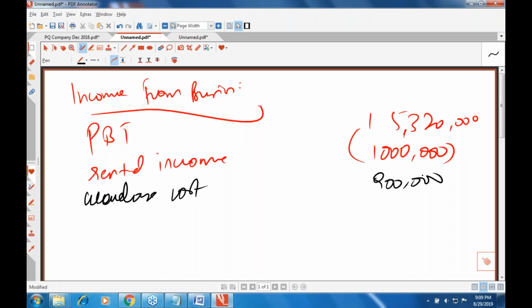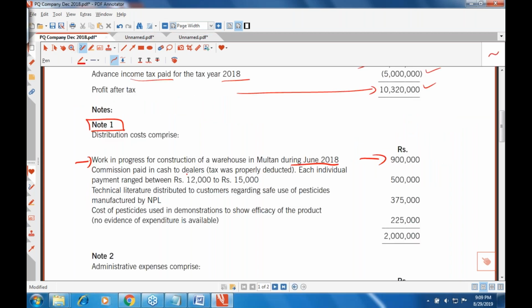Why do we need to add it back? Because the warehouse is going to be a capital expenditure. Now, let's move a bit forward. It says commission paid in cash to dealers. Tax was properly deducted. Each individual payment ranges between 12,000 and 15,000, which totals 500,000.